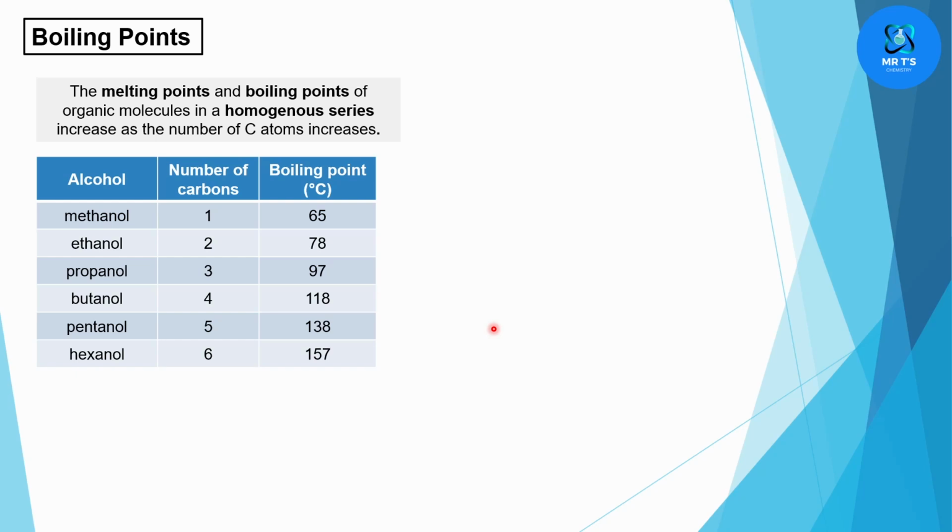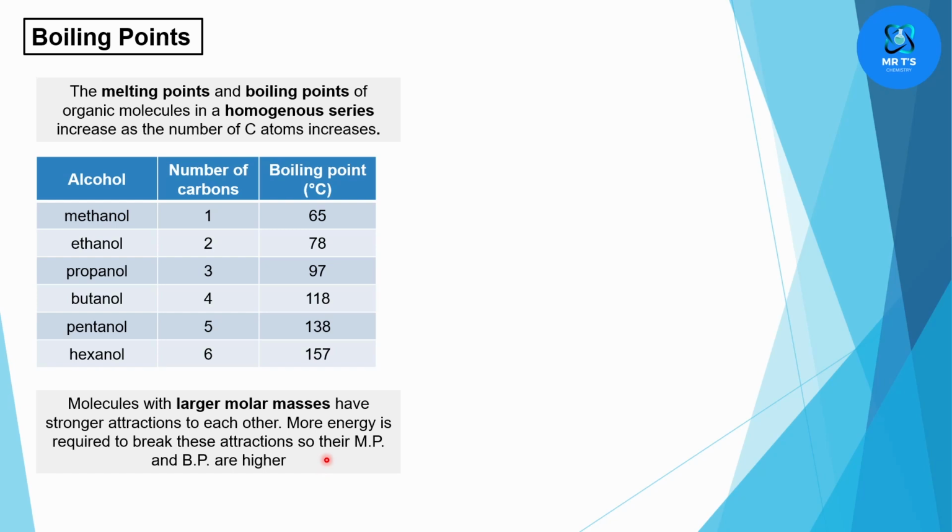For example, here's a table of the boiling points of the straight-chained alcohols: methanol, ethanol, propanol, butanol, pentanol, and hexanol. And notice how, as the number of carbon atoms of the alcohols increase, so does the boiling point, from 65 degrees Celsius up to 157 degrees Celsius. Now, that occurs because as we increase the number of carbons, we increase the number of hydrogens, and the molar mass of the molecule is increasing. If we increase the molar mass of the molecule, they have stronger attractions to each other, and that means more energy is needed to break these attractions, and therefore their melting points and boiling points are higher.